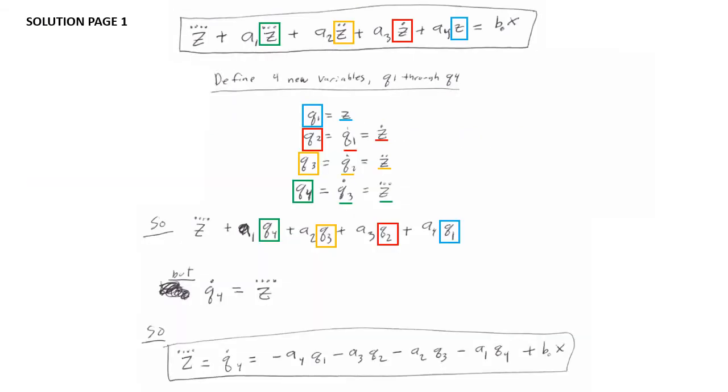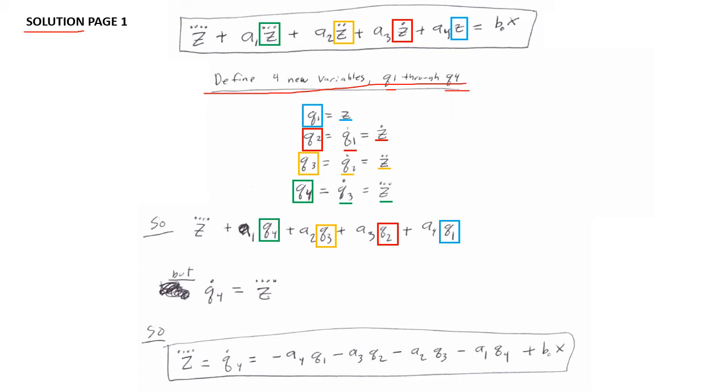Now that we have our setup page that we can reference back to, with all of our given equations, what they're asking us to solve for, and our problem statement, what we want to do next is begin our actual solution. On page 1 of our solution, I rewrite that same equation from the previous slide, but now I'm grouping things. I'm going to define four new variables, q1 through q4. q1, in blue here, is z; q2 is q1 dot or z dot; q3 is q2 dot or z double dot; and q4 is q3 dot or z triple dot.